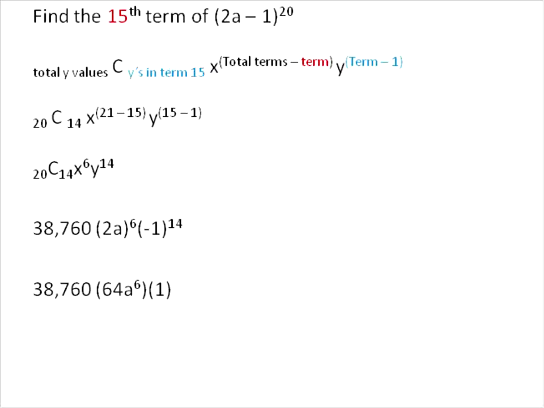2a to the power of 6 is 64 a to the power of 6. Negative 1 to the power of 14 is positive 1. And when we solve, we get 2,352,640 a to the power of 6. Not bad.